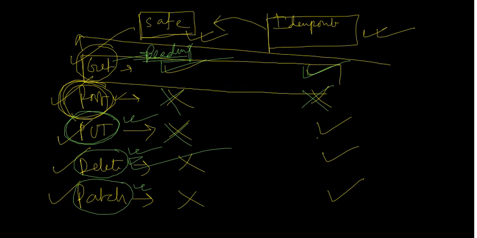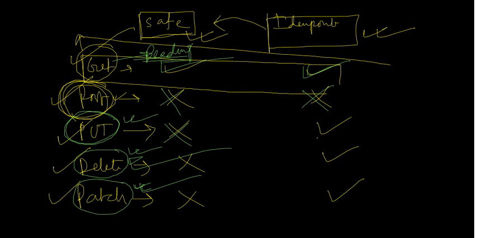Next is the PATCH request. PATCH is used for updating resources partially. That's why PATCH is not a safe method, but it is an idempotent method. Why? Because you can send a PATCH request multiple times; for the first time it will update the data, and from the next time it will just override the data value. So this is all about safe and idempotent.